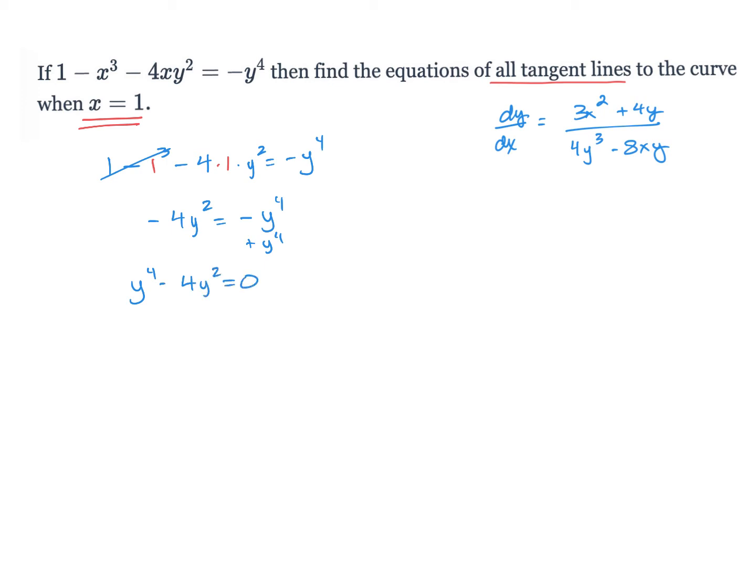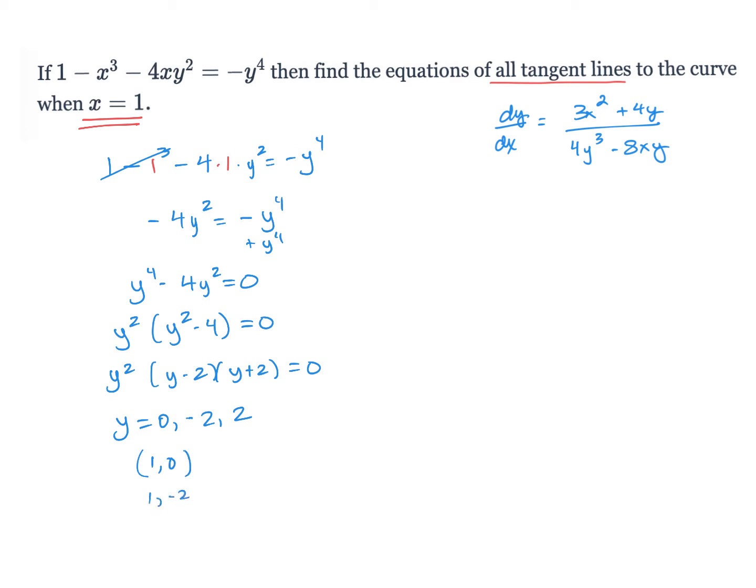In order to solve this equation, you can take y squared out. And then you get y squared minus 4 equals 0. And that's going to give us 3 solutions if you completely factor this out. You're going to have y equals 0, negative 2, and positive 2. And so that means this one x value gives you 3 y values. So to write those ordered pairs, you're going to go 1, 0, 1, negative 2, and 1, comma 2.